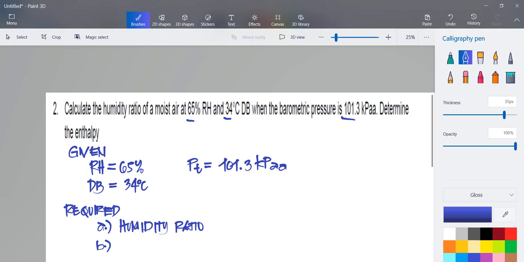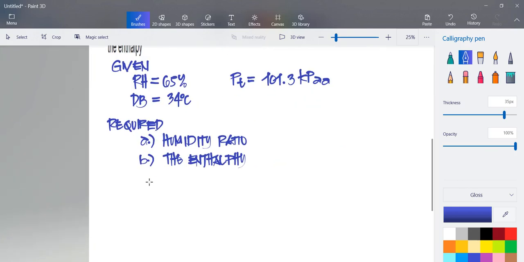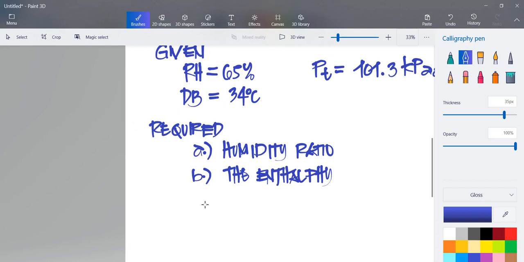So B, so the enthalpy also. Okay. So for the solution, so we have your solution. Let's go to the solution now.